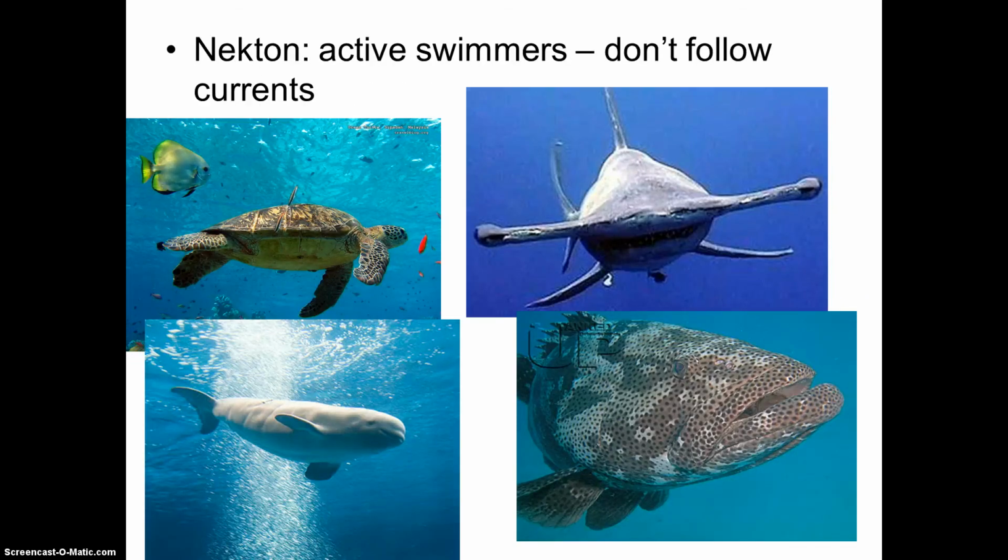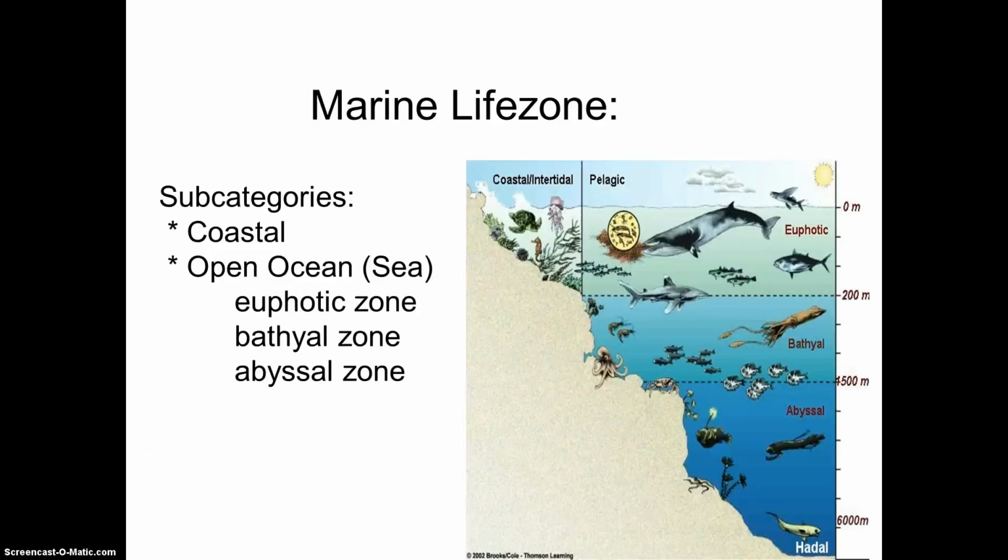Nektonic or nekton organisms are swimmers. They do not follow currents, so they swim wherever their particular feeding paths or mating rituals will take them. So here you can see a couple of different types. We've got the hammerhead shark, a sea turtle, a whale, large fish. These are your big game animals. Typically these are predators, but some, like the sea turtles, can be omnivores. They will eat kelp and seaweed, and they will also eat small fish and jellyfish.